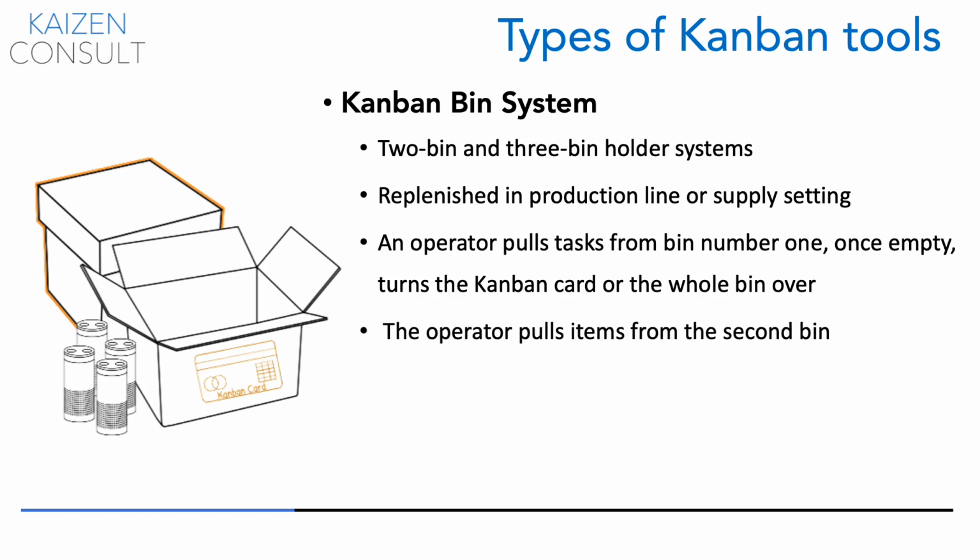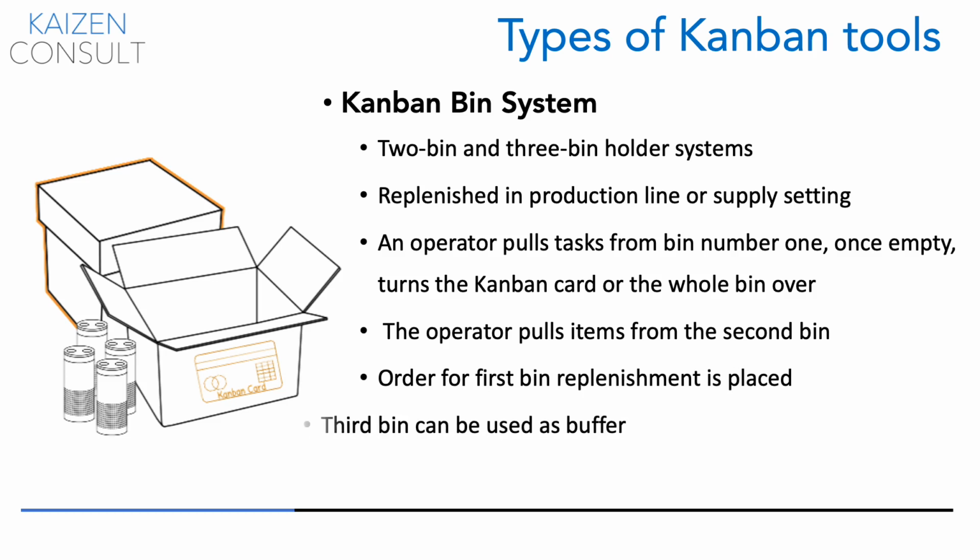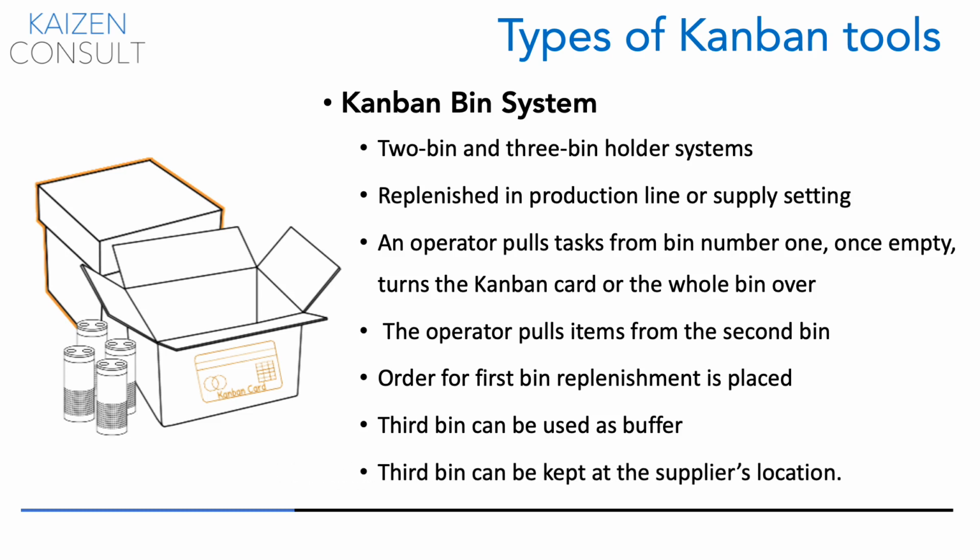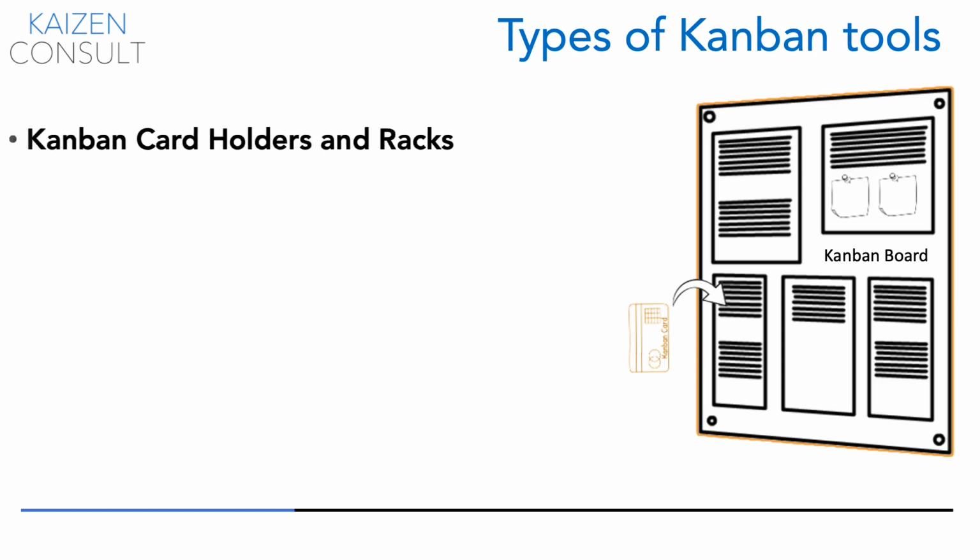The operator then pulls items from the second bin, while the order for the first bin replenishment is placed. A third bin can be used as buffer in the goal of reducing inventory. The third bin can be kept at the supplier's location or operator's location.